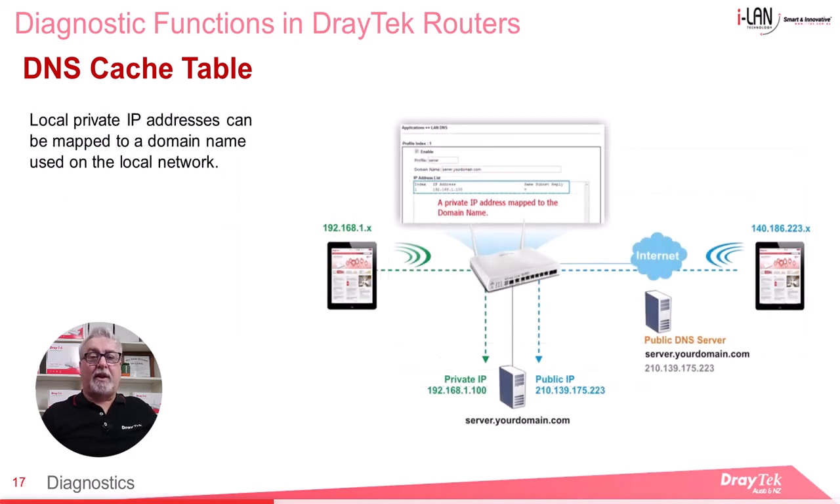This diagram illustrates how local private IP addresses can be mapped to a domain name to be used on the local network. It's this information that is held temporarily in the DNS cache table.